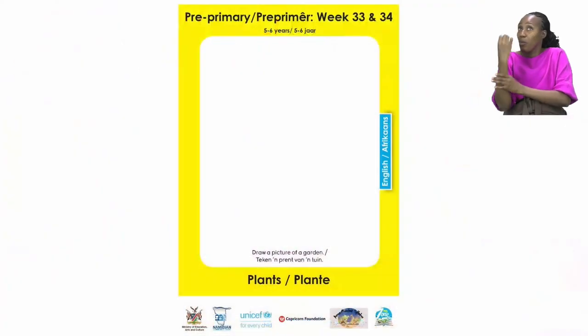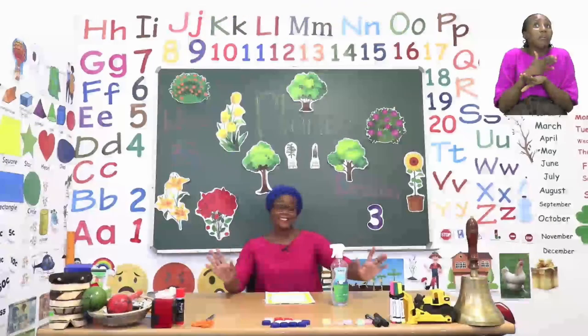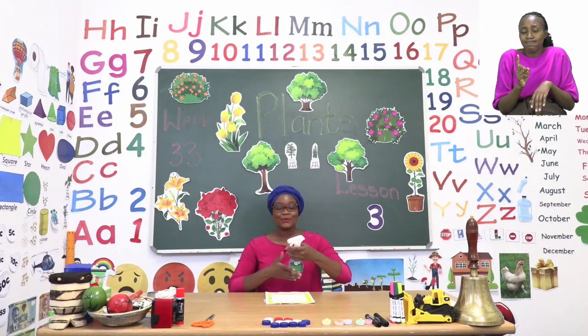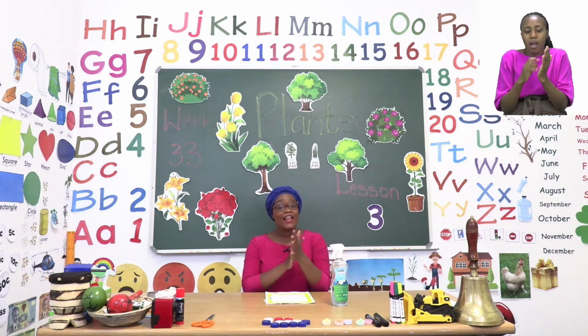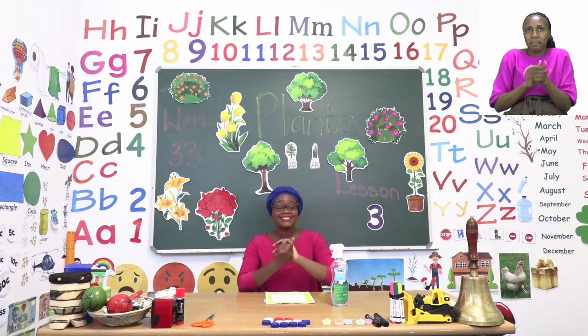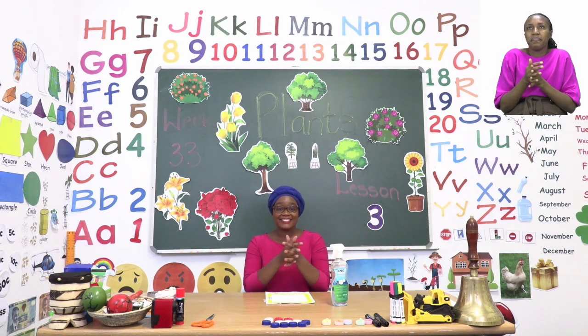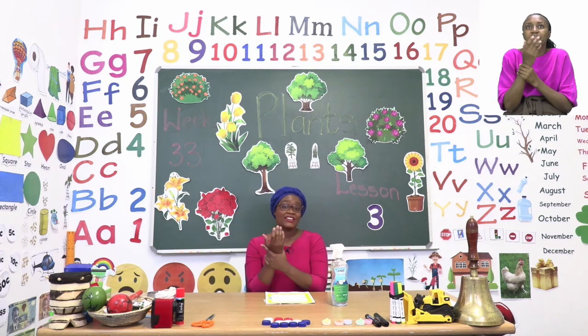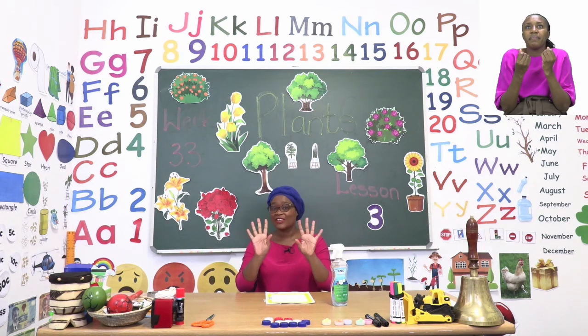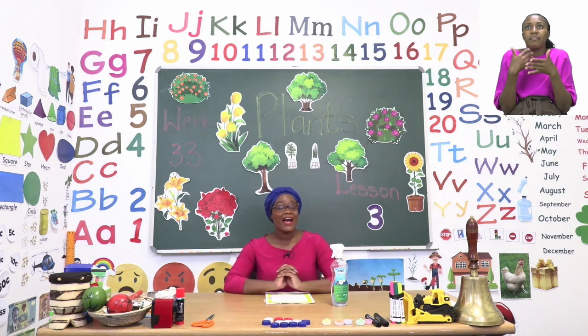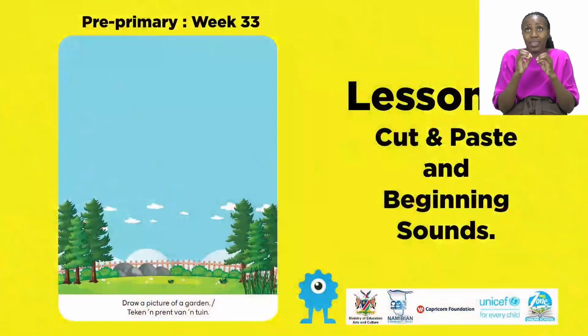Our theme this week is plants. And before we get into any lessons, boys and girls, we know that we need to sanitize. So let us take our sanitizer and rub inside our hands, around our hands, in between our fingers, on our wrists, and our fingertips too. Make sure your hands are dry before you touch anything else.